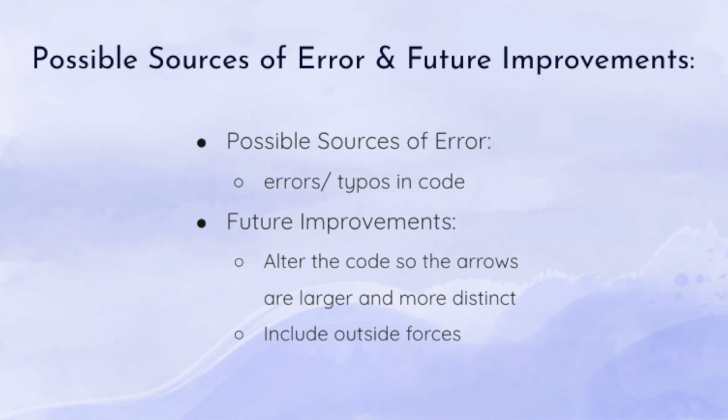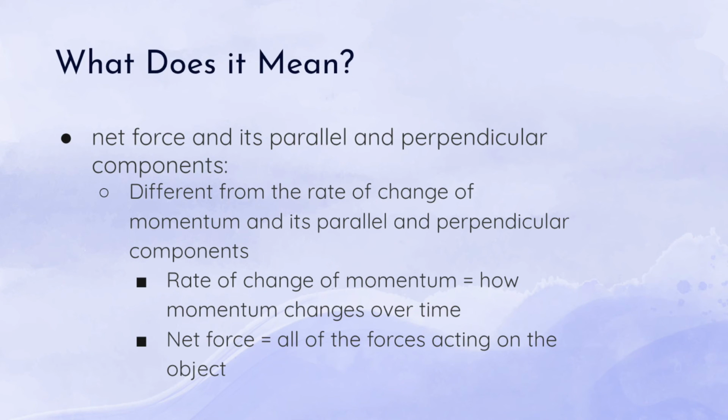We were asked to explain the difference between the net force and the rate of change of momentum. Based on Newton's second law, the net force is equal to the rate of change of momentum, and this is true for both the parallel and perpendicular components. The rate of change of momentum is basically how momentum changes over time, and net force is equal to all of the forces acting on the object.